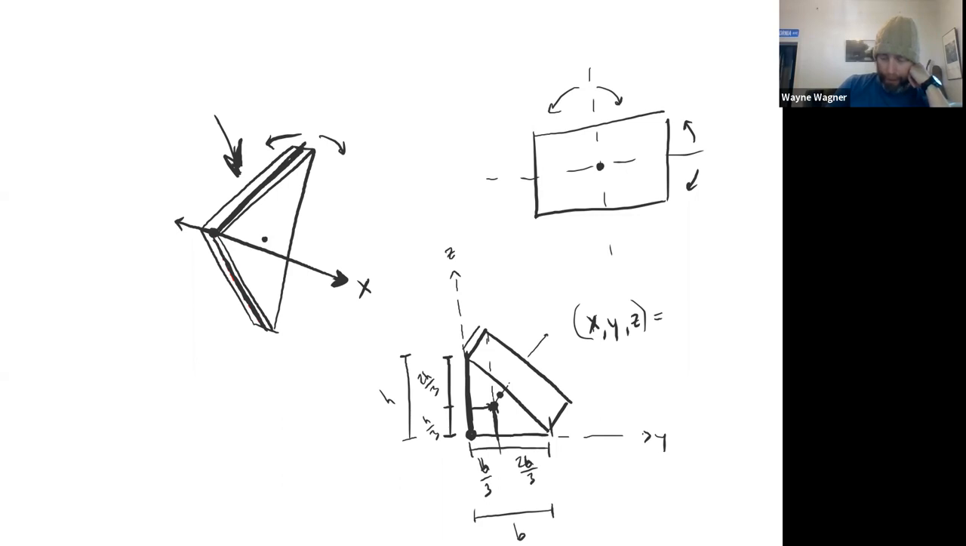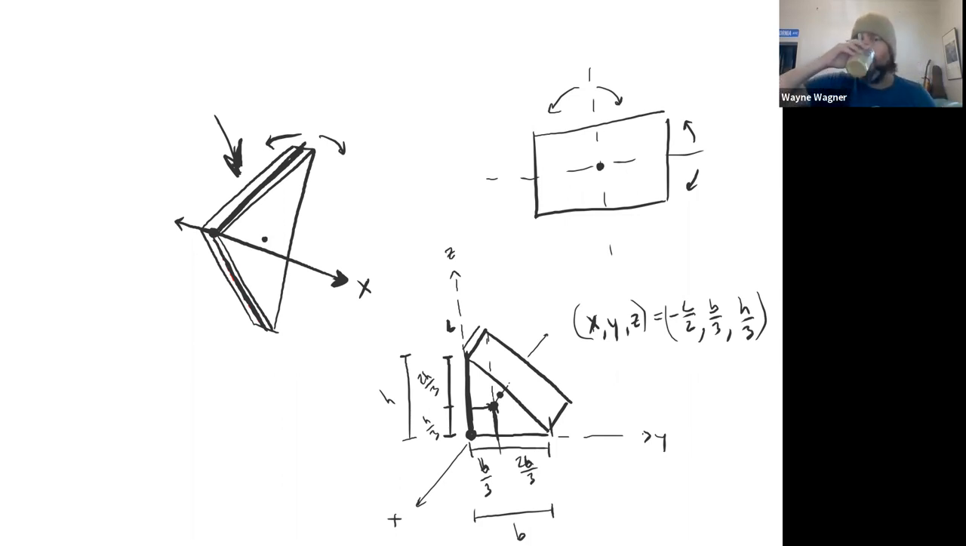Well, X should be measured this way to keep it right-handed. So then X should be, but we need a thickness. What do we want to call that? I don't know, we'll call it L. So it would be negative L on 2 for the X. In the Y direction, it would be B on 3. And the Z direction would be H on 3. In this particular case. Does that make sense? Yes. And that negative sign just comes about because I wanted to have a right-handed coordinate system.